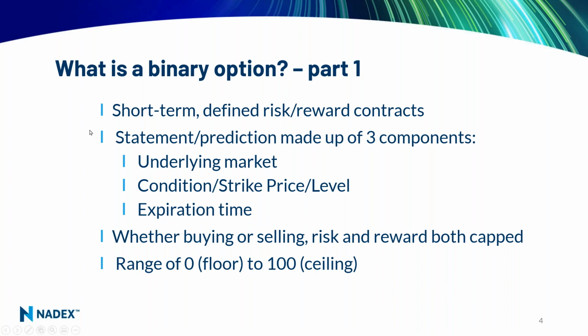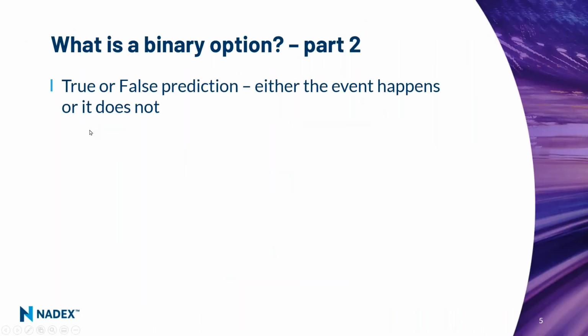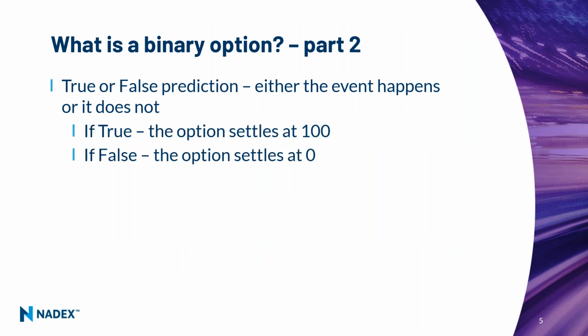Now, what I do want to talk about is what that 0 and 100 represents. I mentioned a binary option. It's either a true or false prediction. And that's why it's called a binary option. There are only two outcomes in the end. If the outcome is true, the contract goes to 100. And if the statement is false, it goes to 0.